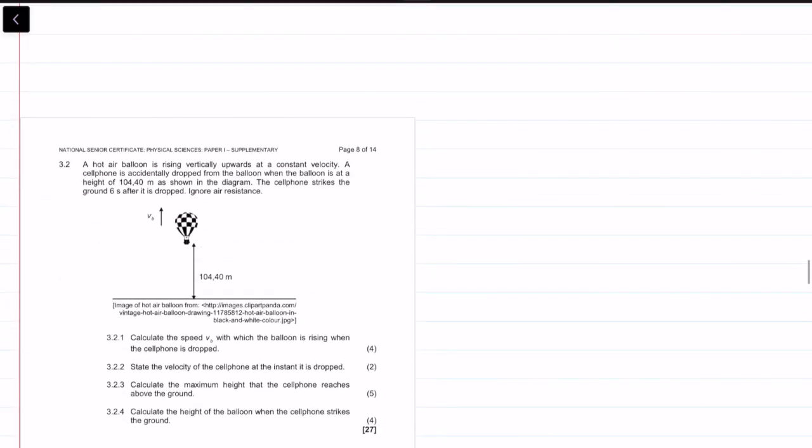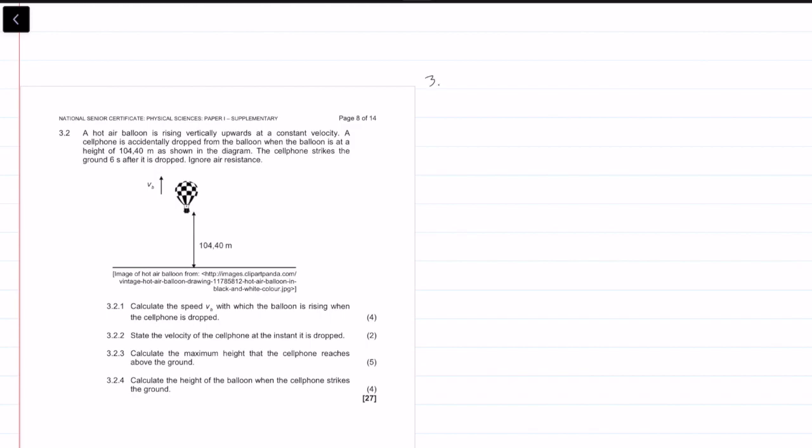Okay, cool stuff. Let's go on to this question, 3.2. A hot air balloon is rising vertically upwards at a constant velocity. So basically we can say, yeah, constant velocity. The cell phone is accidentally dropped from the balloon when the balloon is at a height of 404.4 meters, as shown in the diagram. The cell phone strikes the ground 6 seconds after it is dropped. Ignore air resistance.